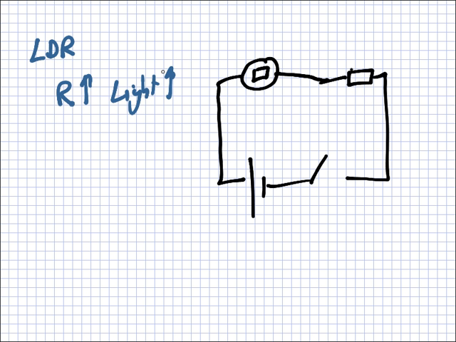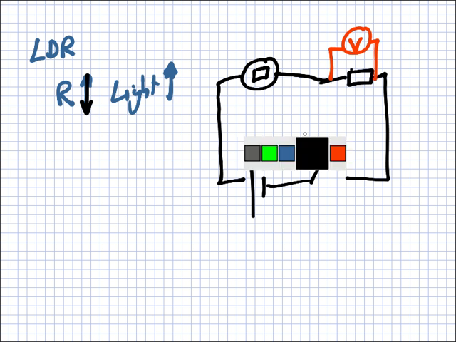LDR. Why does the resistance of an LDR change? Let's see, what does it say? No, it's the opposite. When light decreases, resistance increases. So when light increases, resistance decreases, so it means I should put my voltmeter on this one here.